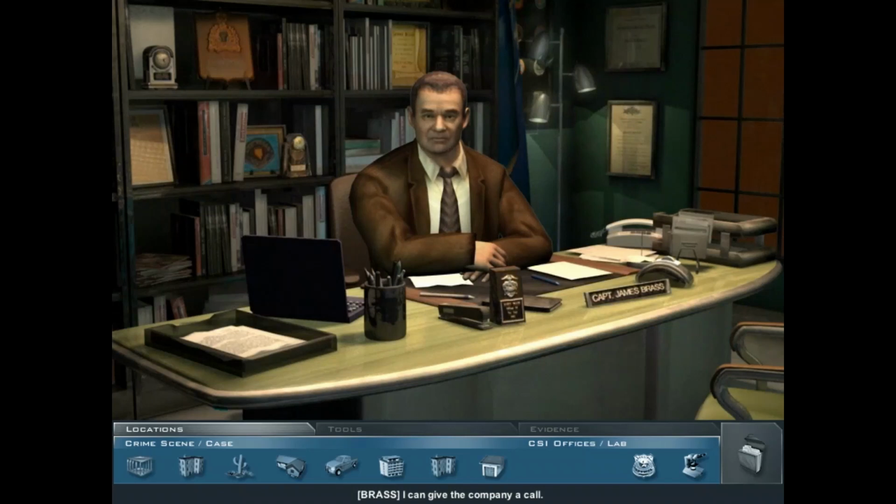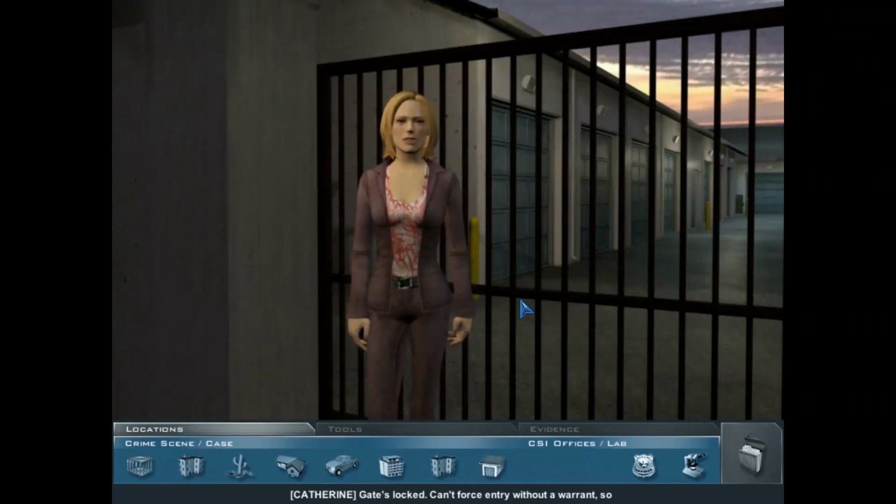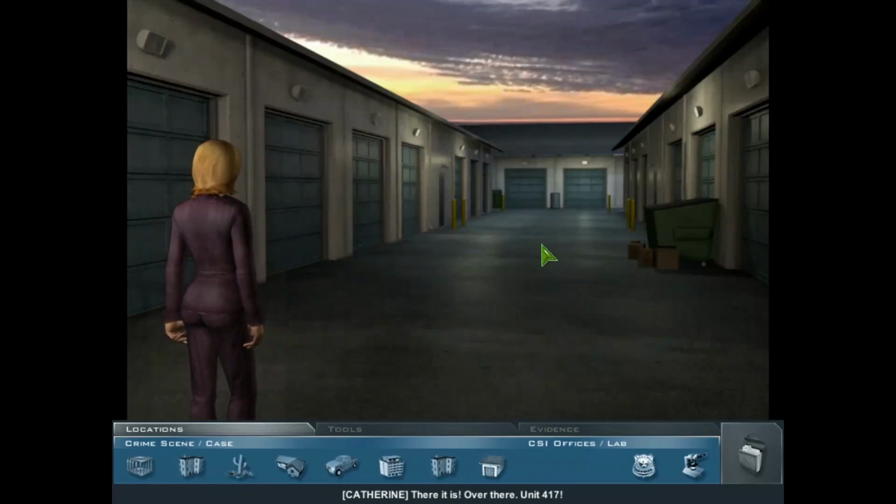I can give the company a call. They do have a locker registered to that key number, but it might just be a coincidence. It's Unit 417. Let's hope your theory is correct. Gate's locked. Can't force entry without a warrant, so we have to find a link between Lita and these lockers, and fast. We can try the key we found in Lita's apartment. If it's a locker key, maybe it'll also open the front gate. There it is, over there, Unit 417. This could be it. Let's try the key on it.